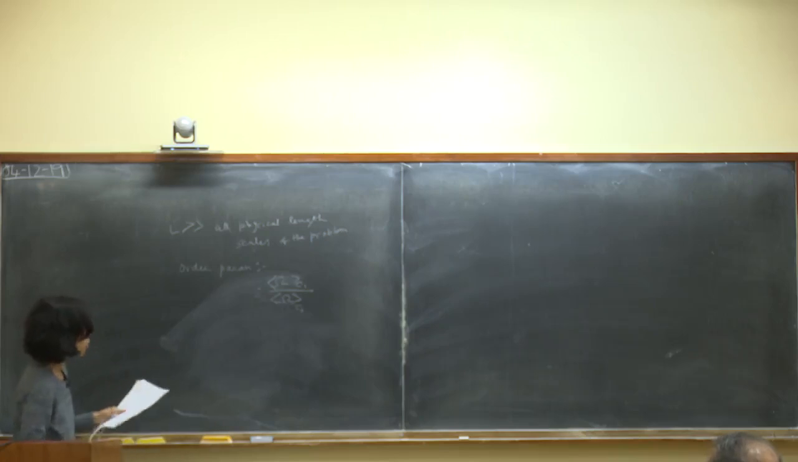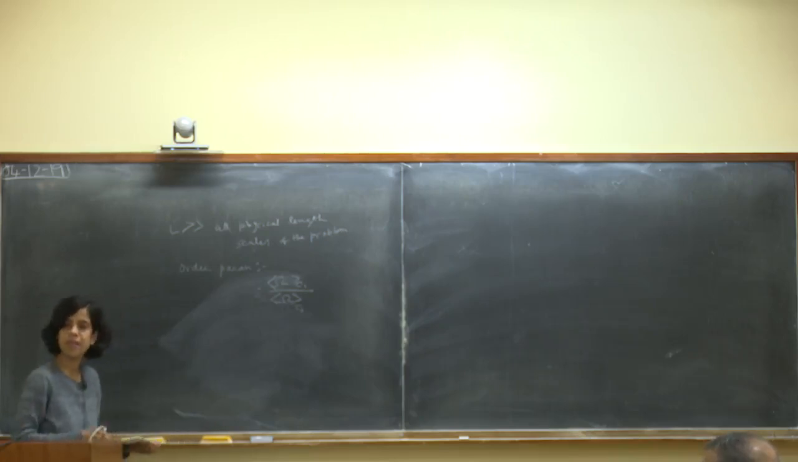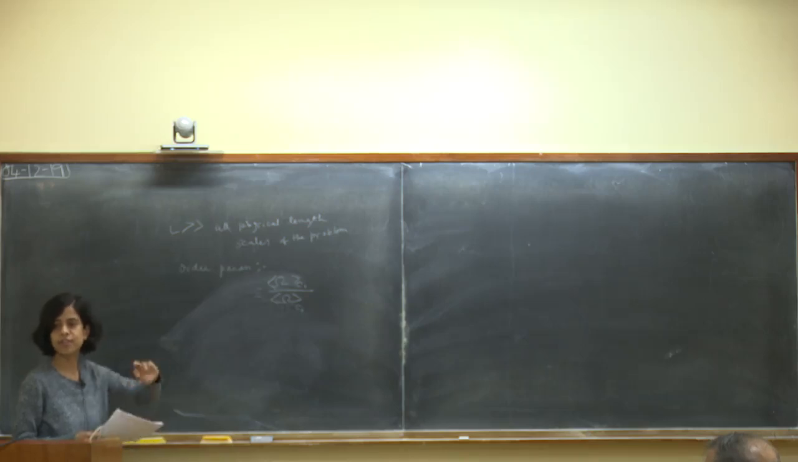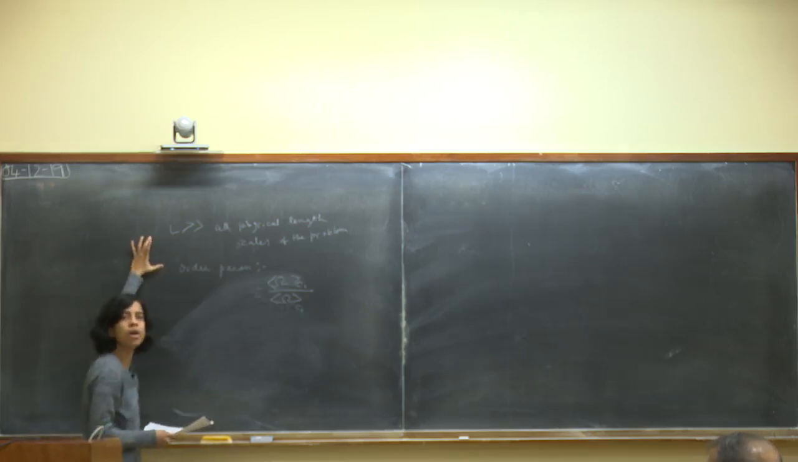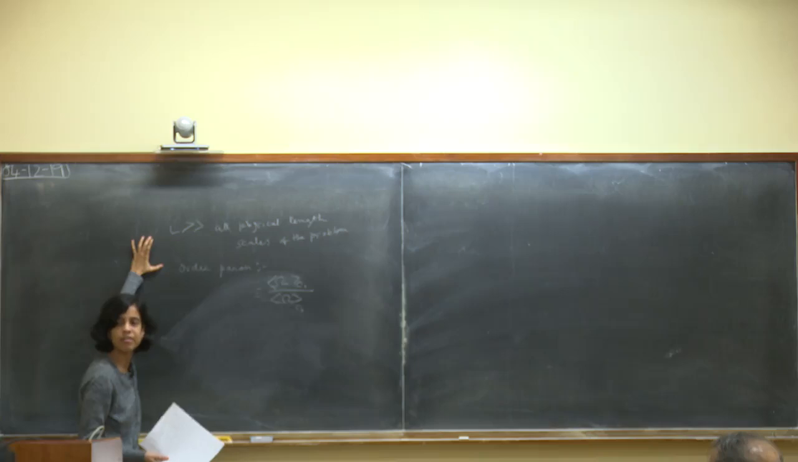Are you still in the same model as yesterday? I'm breaking the flavor permutation symmetry that I had in the abelian model. And so I'm just saying that these two things are going to be important, which I didn't clarify yesterday.